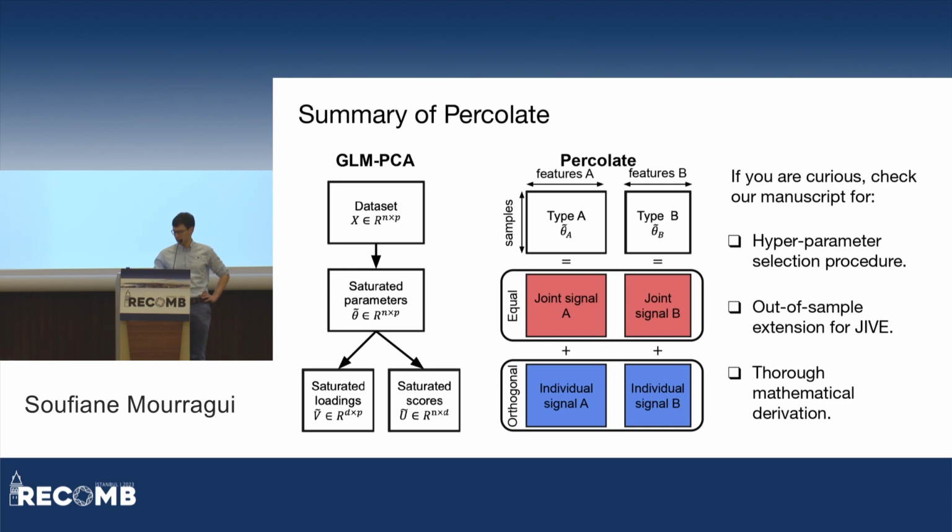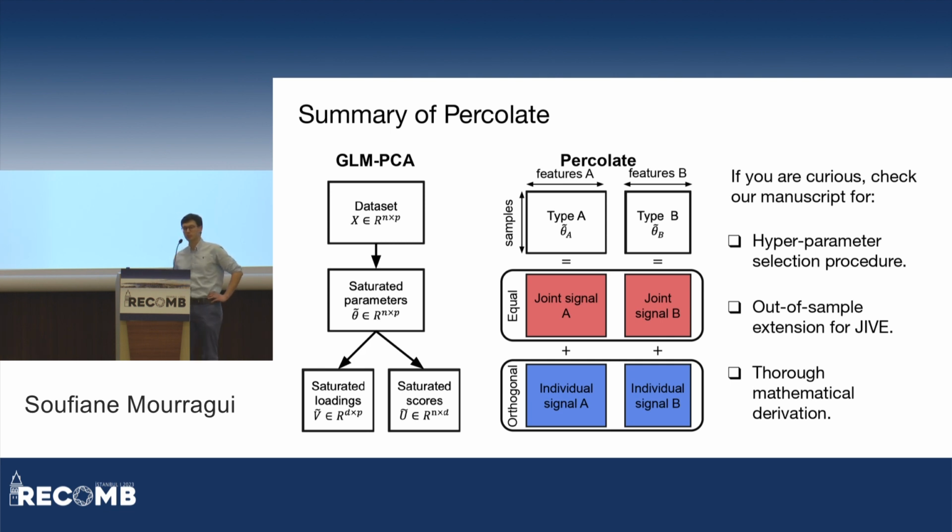And once we have this GLMPCA, we plug it into Percolate, that takes as input 2 data types with paired samples. We compute the saturated parameters, and then we align the saturated scores to get the joint and the individual signal. If you like this method and you're curious for more, what I didn't present here is how we do the hyperparameter selection procedure. For this, we use the AIC selection. There is an out-of-sample extension as well. That is the main innovation here, and there's a whole mathematical derivation in the paper.